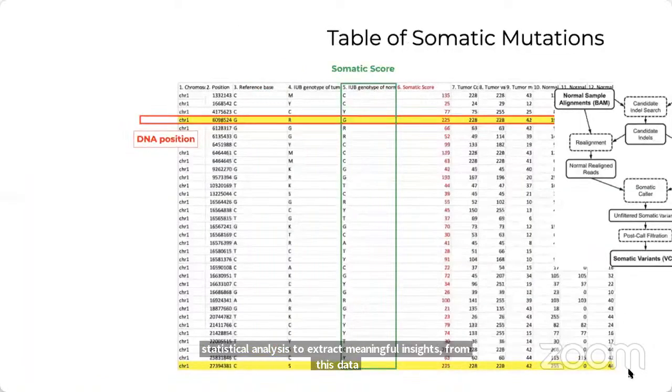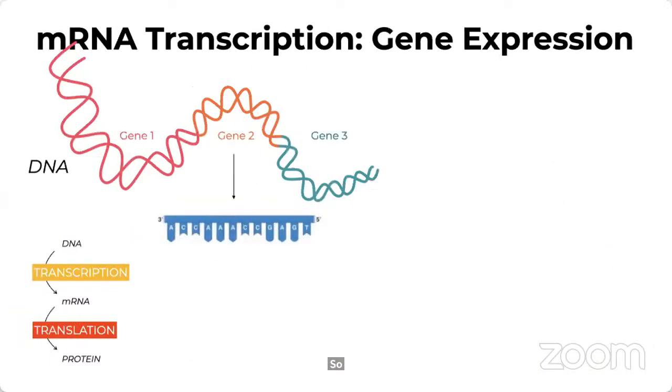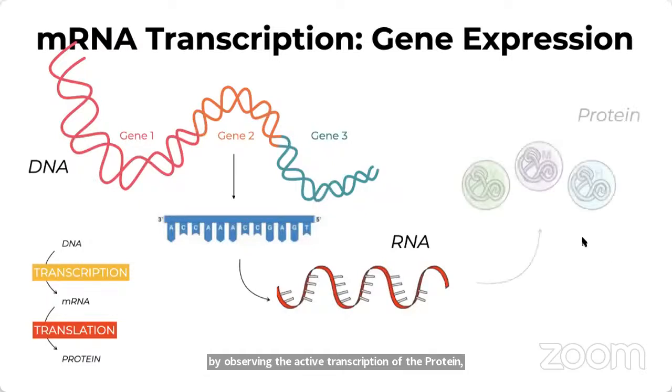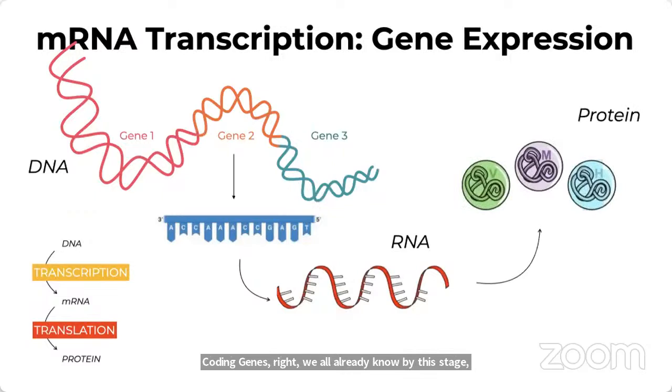Right? So another example that is mostly referred to in many of the publications is the transcriptomics data, and this data represents the mRNA expression, which is a good way to analyze what are the processes that are going on inside the cell by observing the active transcription of the protein coding genes. Right? We already know by this stage that the DNA is transcribed into RNA, and the RNA is what is translated into proteins. So by measuring these messenger RNA, we can understand what are the proteins that are essentially available in what abundance in the cell's particular state.